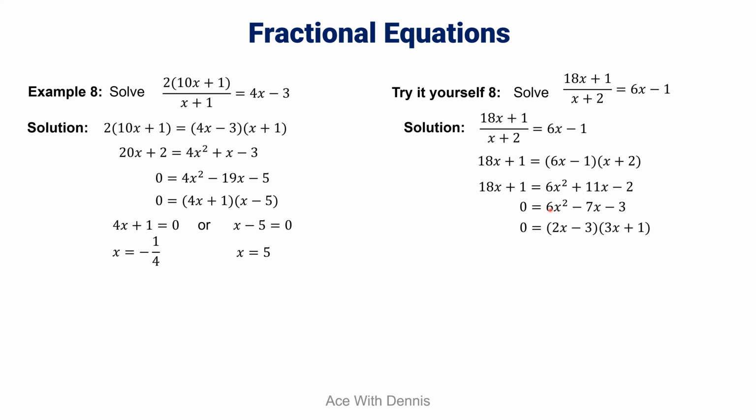Then factorize, I will have 0 equals 2x minus 3 times 3x plus 1. Then I will solve separately. 2x minus 3 equal to 0 or 3x plus 1 equal to 0. Hence x equals 3 over 2 or x equals negative 1 over 3. So this is the solution for this example.